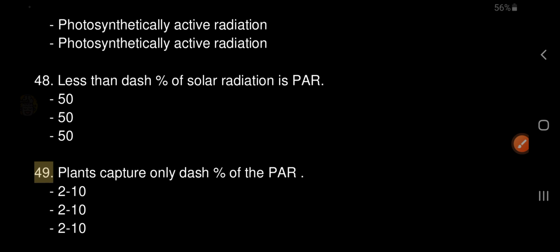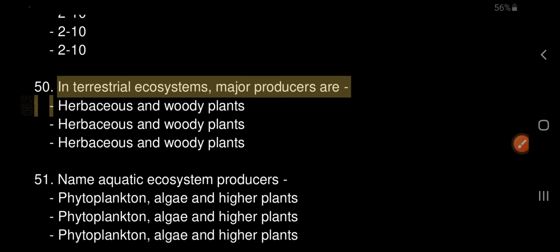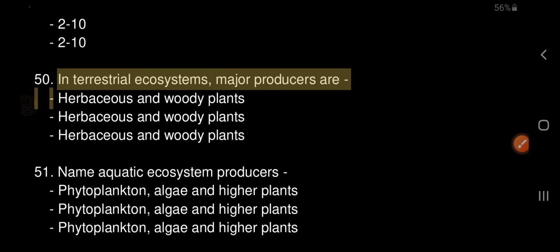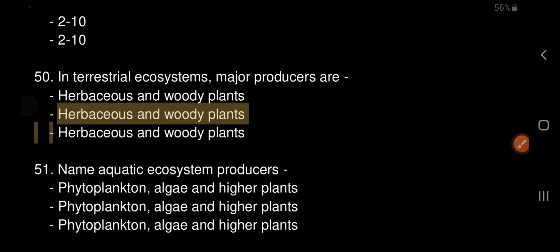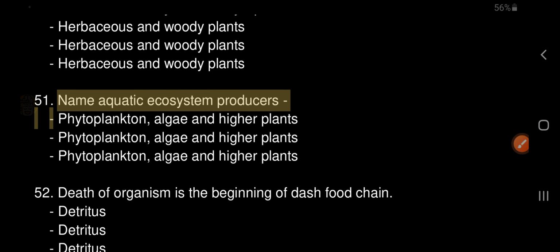Plants capture only dash percent of the PAR. 2 to 10. 50. In terrestrial ecosystems, major producers are herbaceous and woody plants. 51. Name aquatic ecosystem producers.